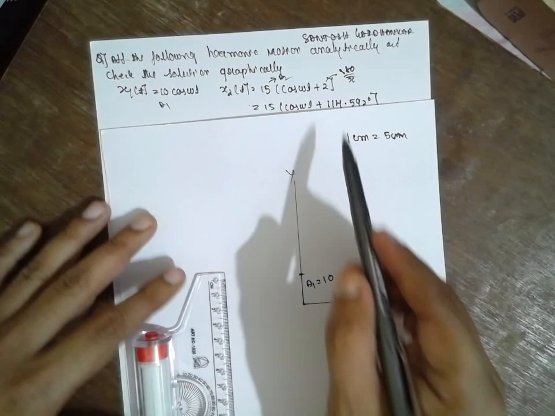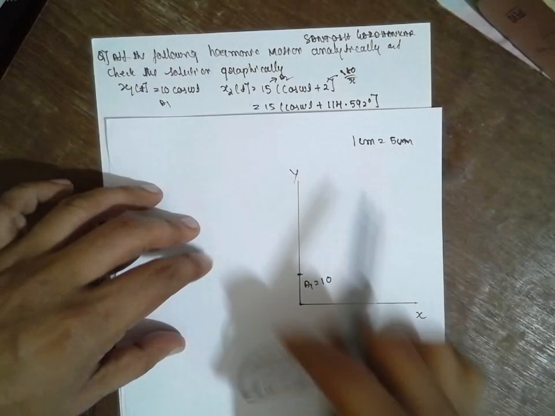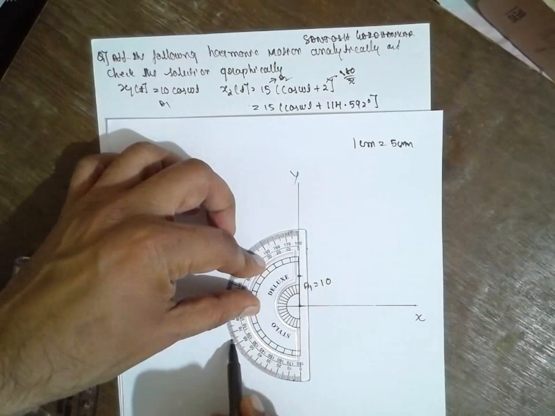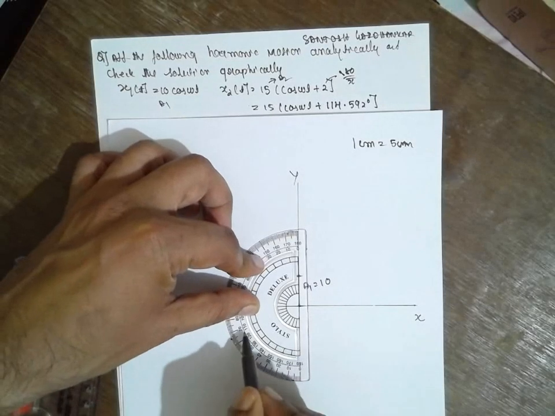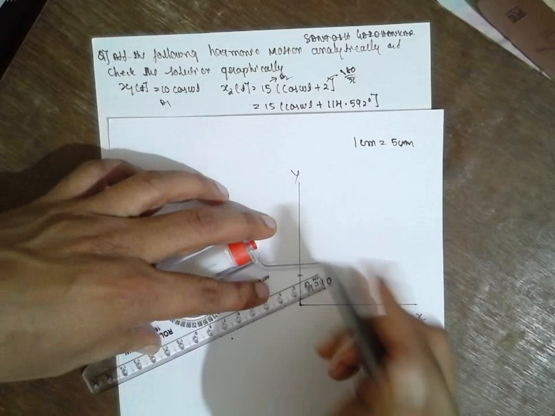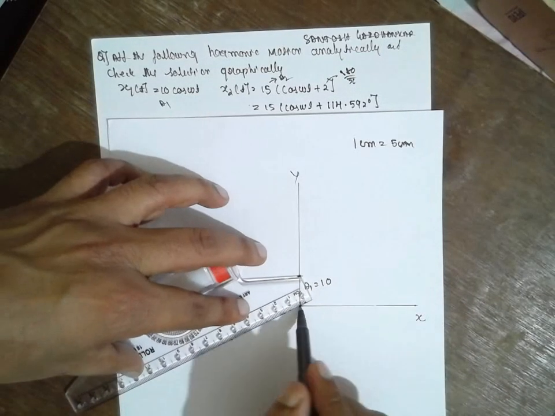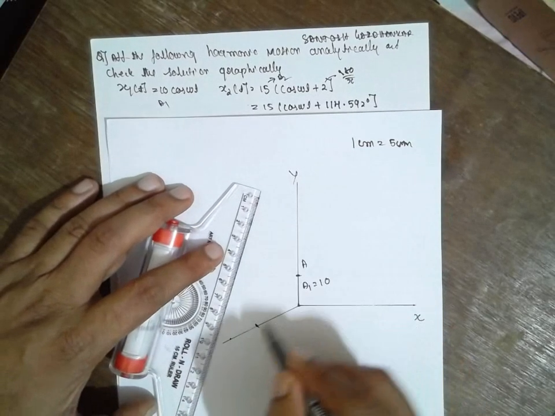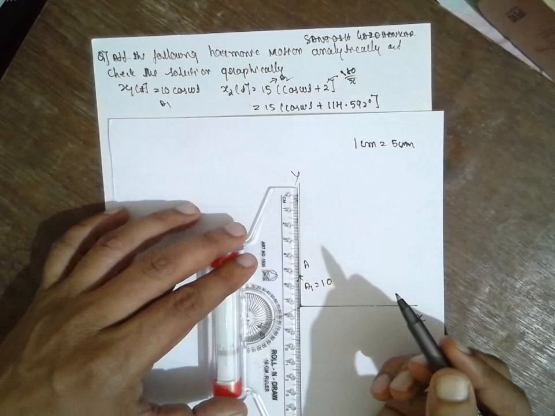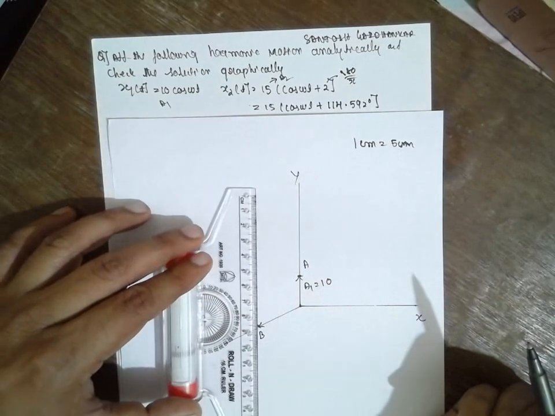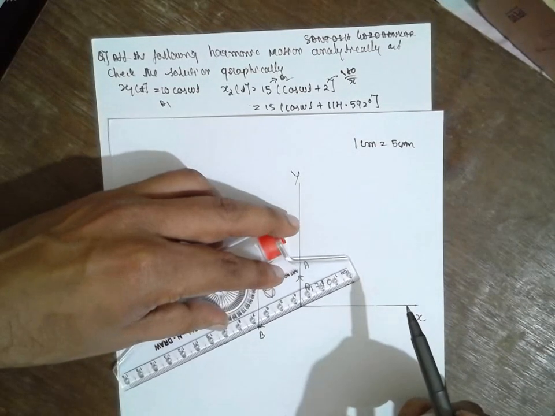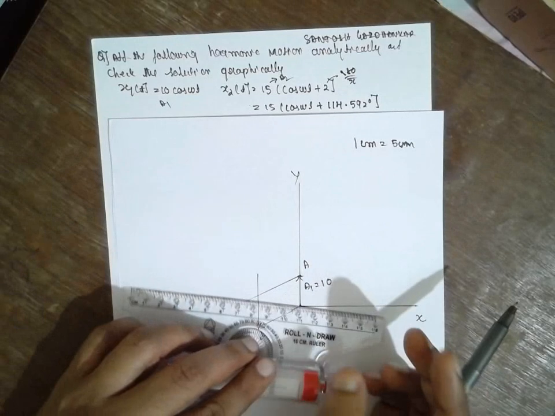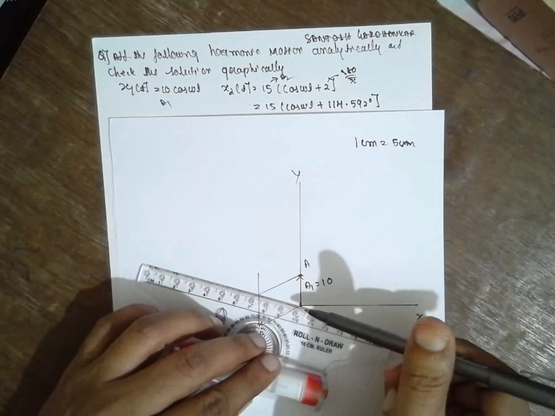Next, theta is 114.592. From the y-axis you have to take that angle, around 115. But 15 means 3 centimeter. This is A, this is B. Now just move the line parallel to this one, and move parallel to this one. That's it, you will find the resultant from this point to this point.